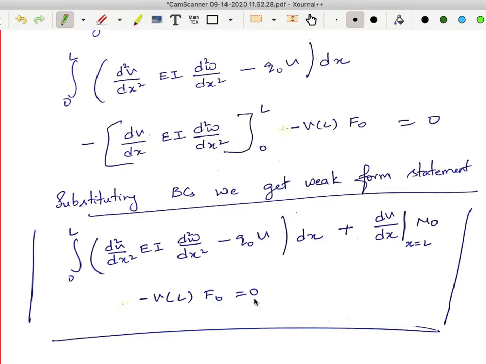Any doubts? No doubts? Alright. So whenever we want to apply the Rayleigh-Ritz, sometimes also called simply Ritz method, the first thing to do would be to get the weak form statement of the problem. So you first determine the weighted integral statement, apply integration by parts, apply the boundary conditions, and then finally you are going to get the weak form statement. Now in the weak form statement, what is the highest order derivative on v and on w?